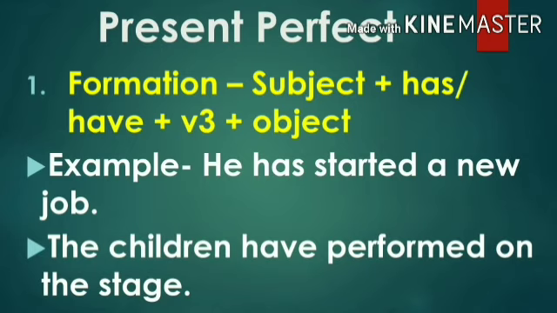So the example: he has started a new job. Here he is the subject. With he obviously we will use has. Next, started. Start is the V1, started is V2, and started is V3 also. A new job here is the object. So he has started a new job. He already started the work. Now also he is doing the work.